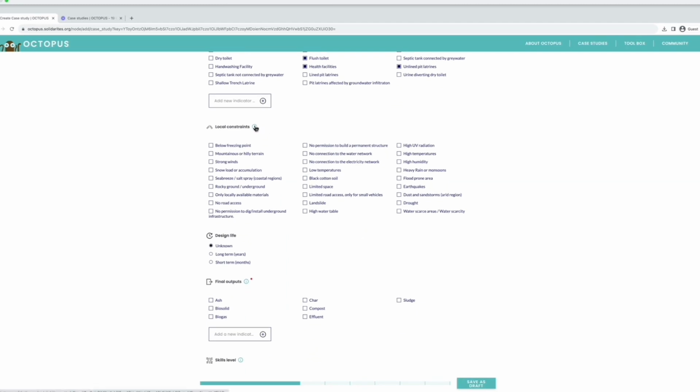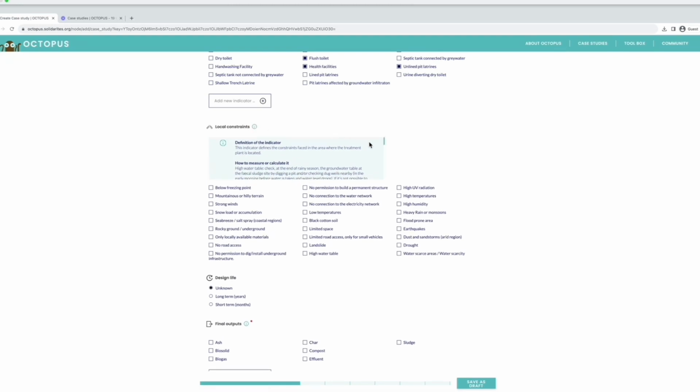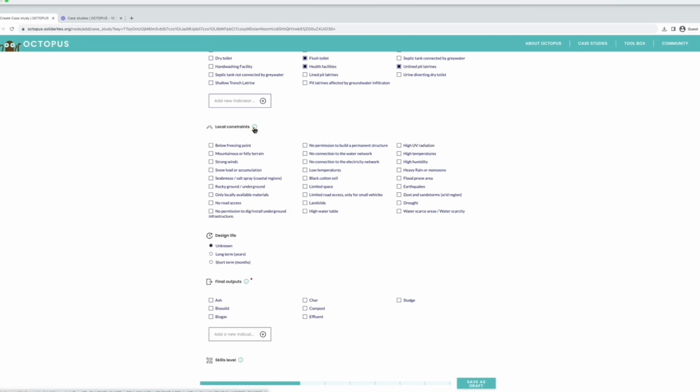Any local constraints that are faced in the area where the treatment plant is located must be defined, and so, we tick all boxes that apply in this next section. This is useful to know to get an idea of the local context, and may provide reasoning for any of the challenges faced by the concerned community and the WASH sector operating in the region.